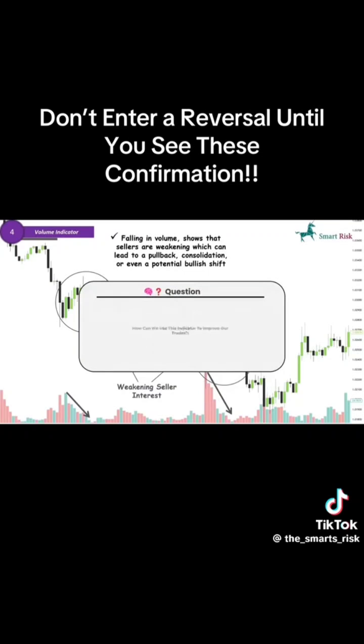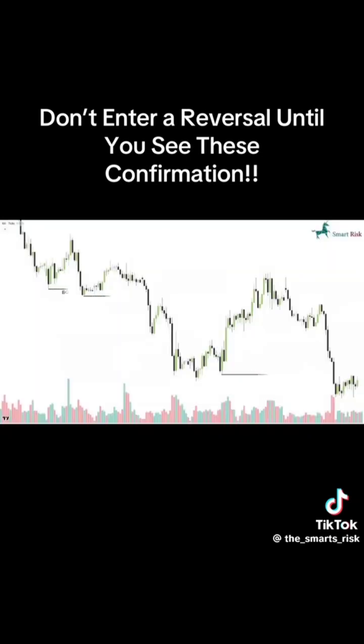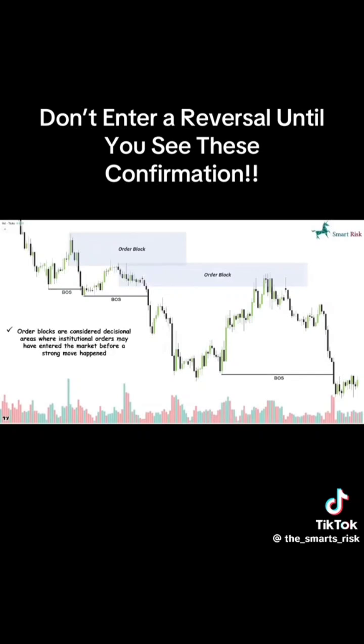Now you might ask, how can we use this indicator to improve our trades? As you know, order blocks are considered decisional areas where institutional orders may have entered the market before a strong move happened. Because of this, price is often expected to react when it returns to these areas. This is where volume can help.